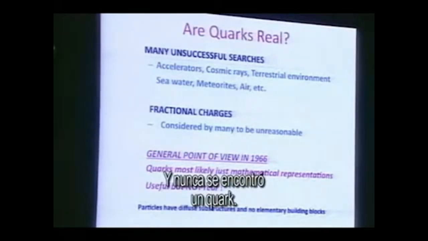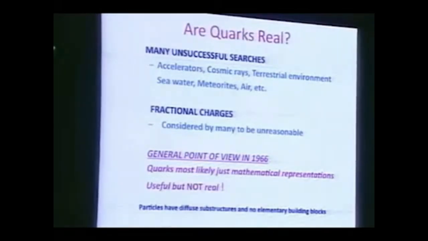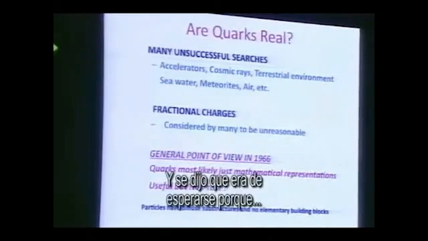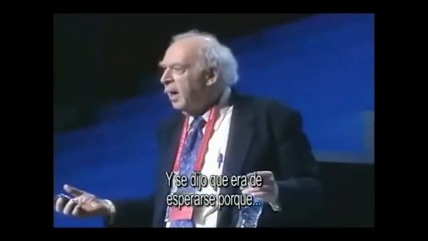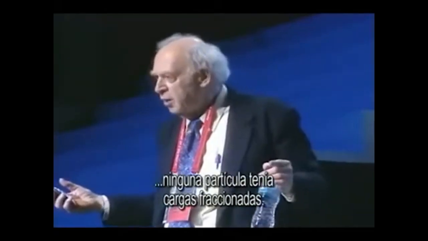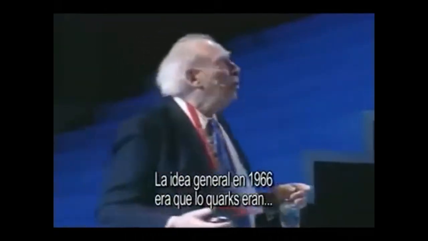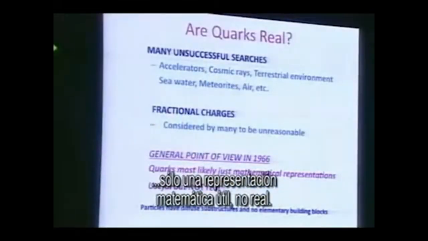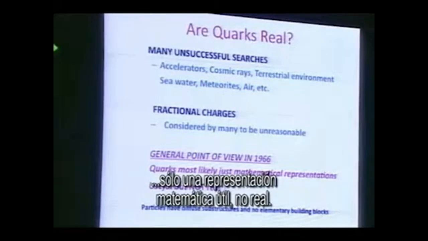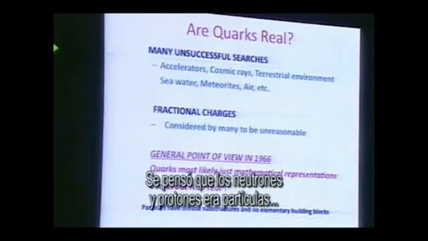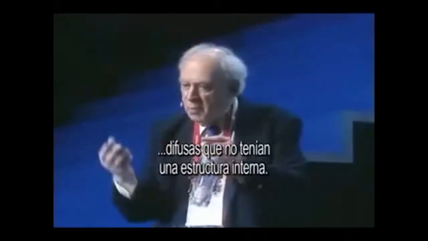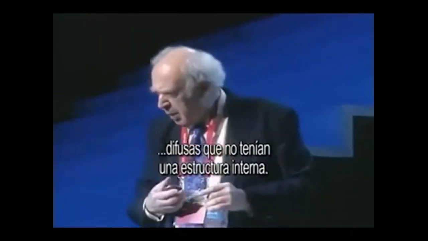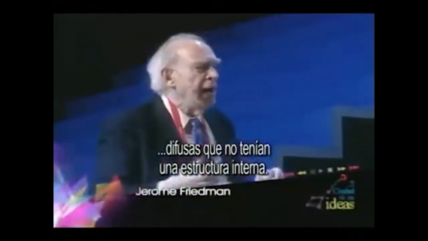Not a quark was found. Nowhere. And everybody said, that's to be expected. No particles have fractional charges. And so the general point of view in 1966 was that quarks were most likely just mathematical representations, useful but not real. And the point was that the neutron and proton were kind of diffuse particles, and they didn't have any kind of internal structure.